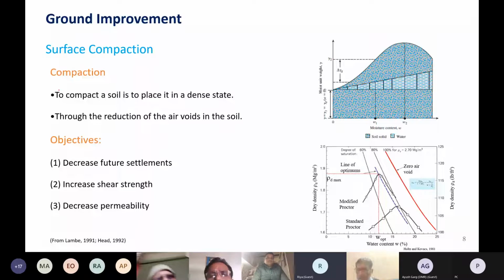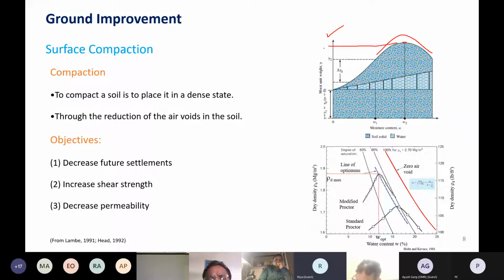We are all used to this graph, wherein we get this V kind of curve, right? This peak value gives us the OMC value, optimum moisture content, corresponding to which we get the maximum dry density. And all of this is under a certain compactive effort. We also understood why exactly this densest possible state is achieved.